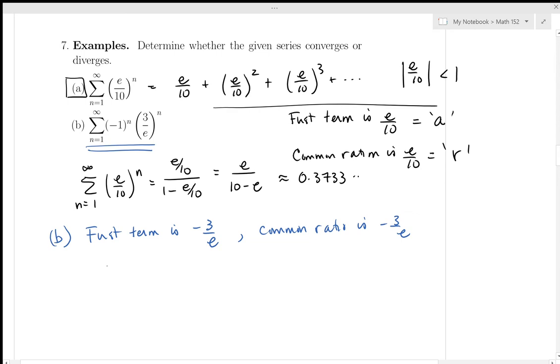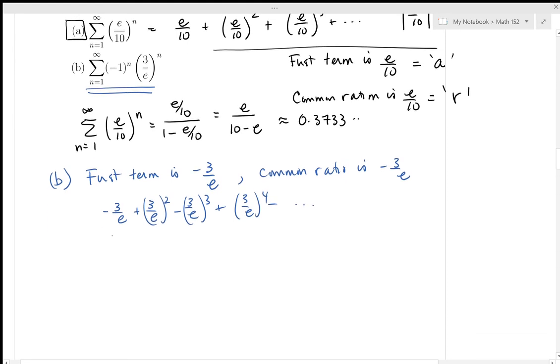It looks like this. Minus, when n is 1, I get minus 3 over e, and then when n is 2, I get a positive, and it's 3 over e squared, and then I get minus, because minus 1 cubed is minus 1, and I get 3 over e cubed, and then I get plus 3 over e to the 4, and then minus dot dot dot, like that. So what's actually happening? I can see that this diverges. My common ratio here, the absolute value of minus 3 over e, is greater than 1, so this thing diverges.